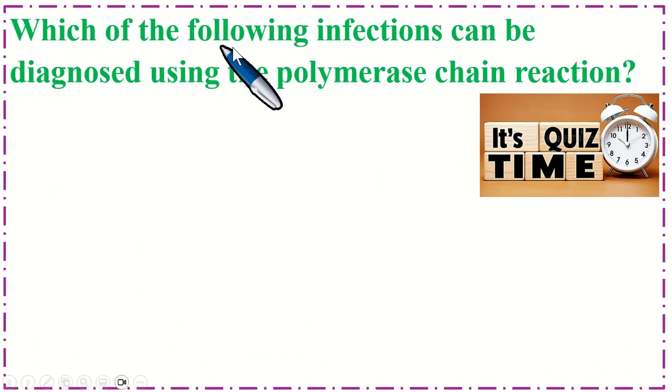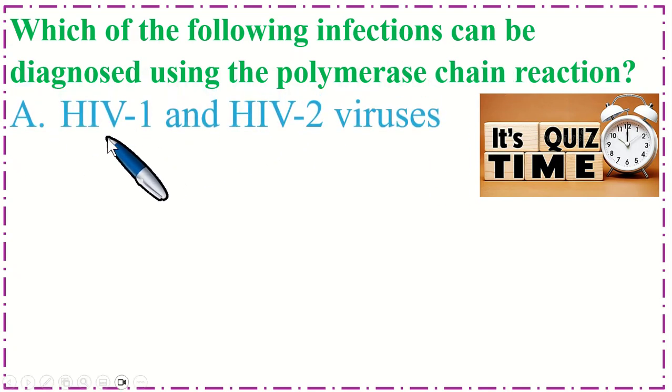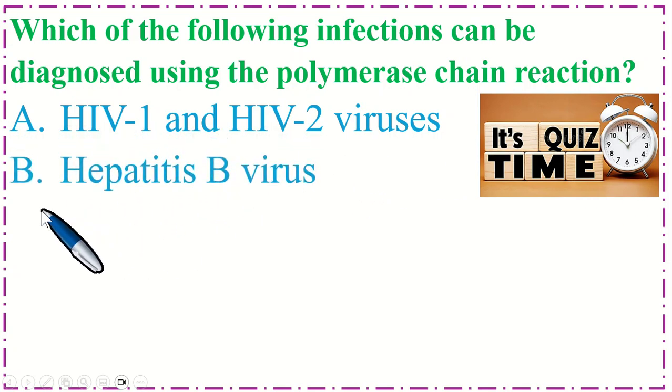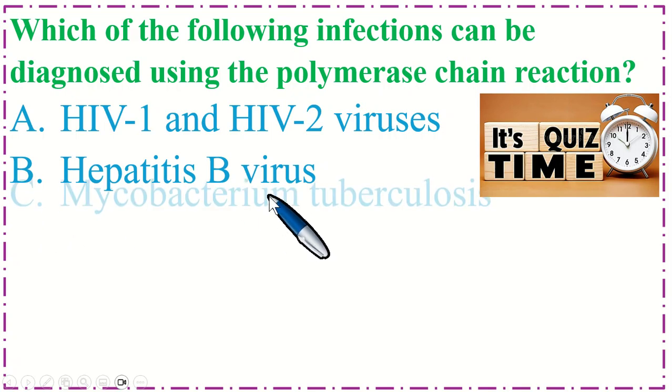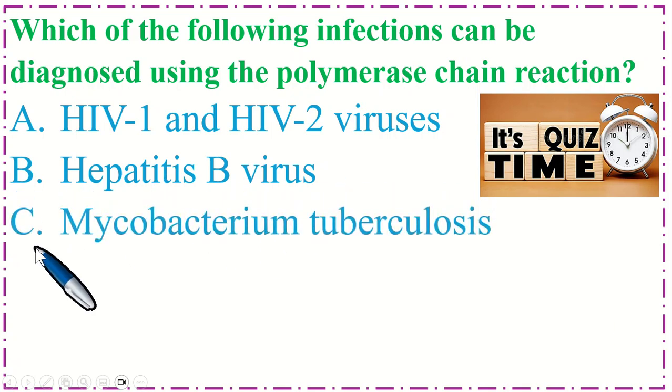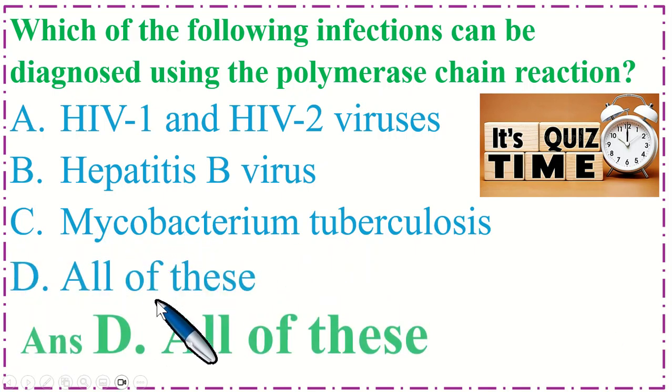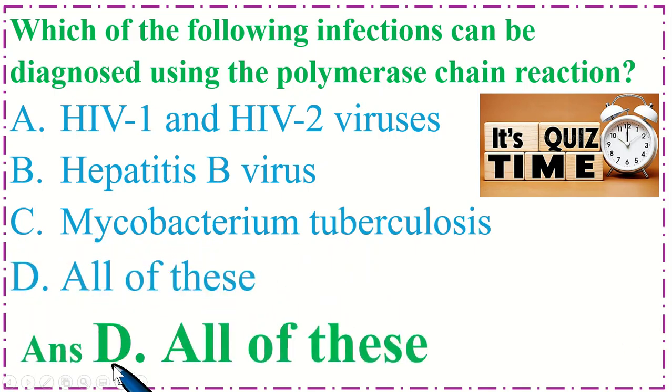Which of the following infections can be diagnosed using the polymerase chain reaction? Option A HIV-1 and HIV-2 viruses, option B hepatitis B viruses, option C Mycobacterium tuberculosis, option D all of these. Correct option is D, all of these.